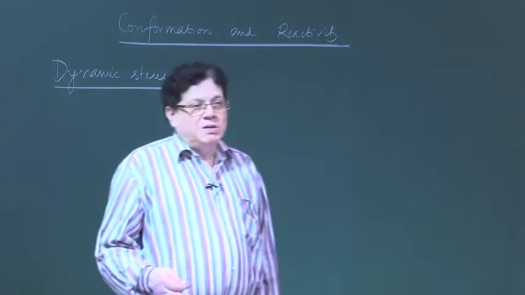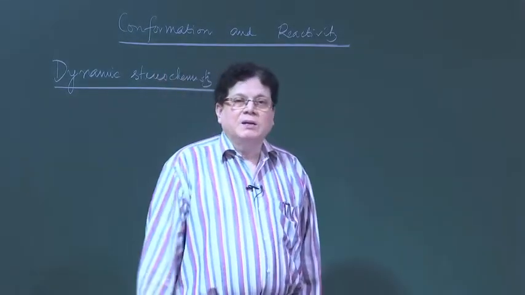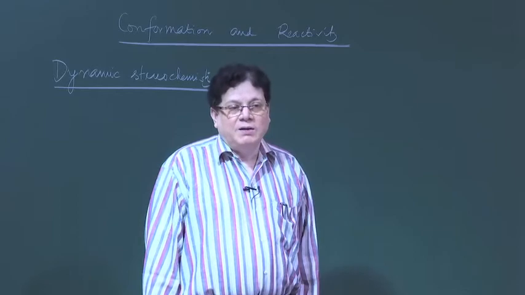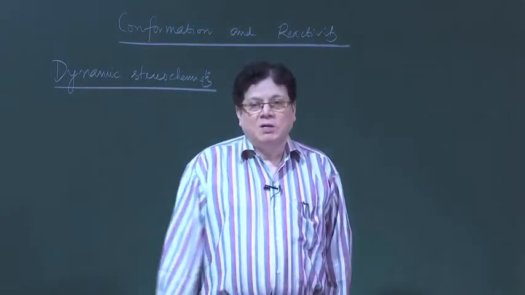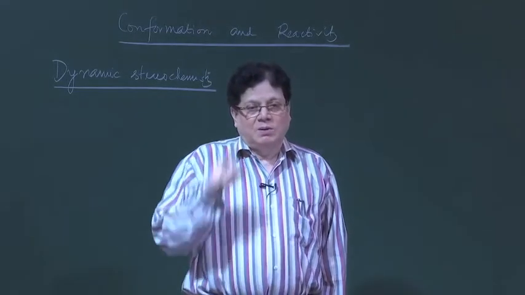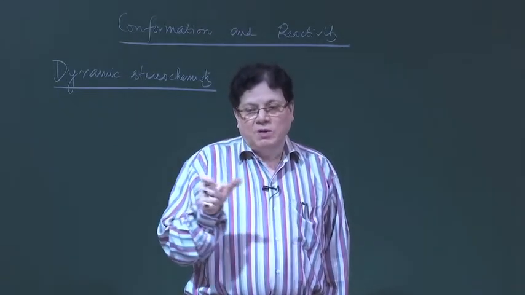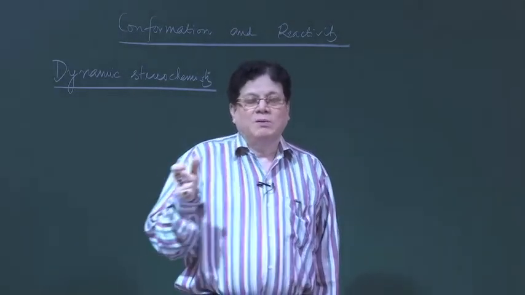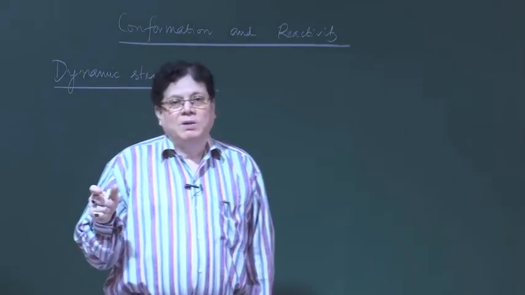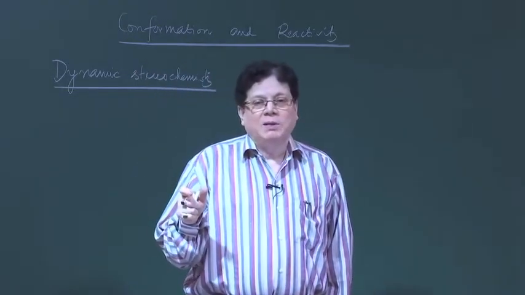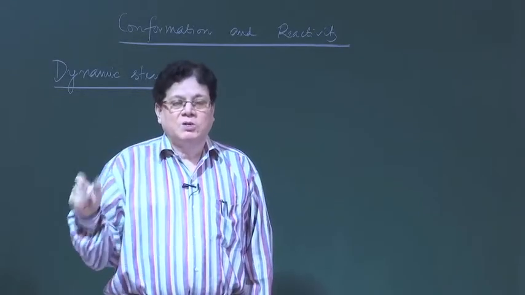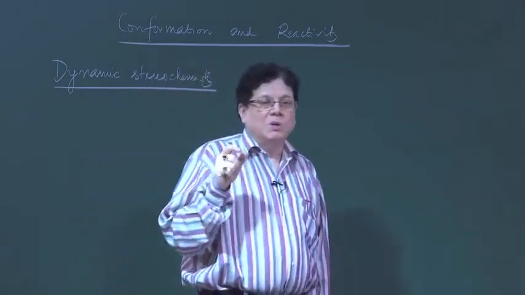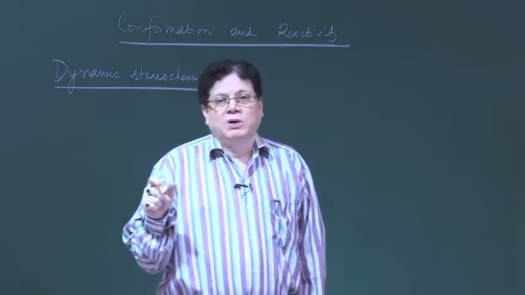Now, in the dynamic stereochemistry, the first thing that was very relevant was the Curtin-Hammett principle, because in dynamic stereochemistry now you have conformational flexibility. So, one conformer goes to the other conformer, and it may so happen that one conformer leads to one compound and the other conformer leads to another compound. So, the question is what will be the ratio of the two products.